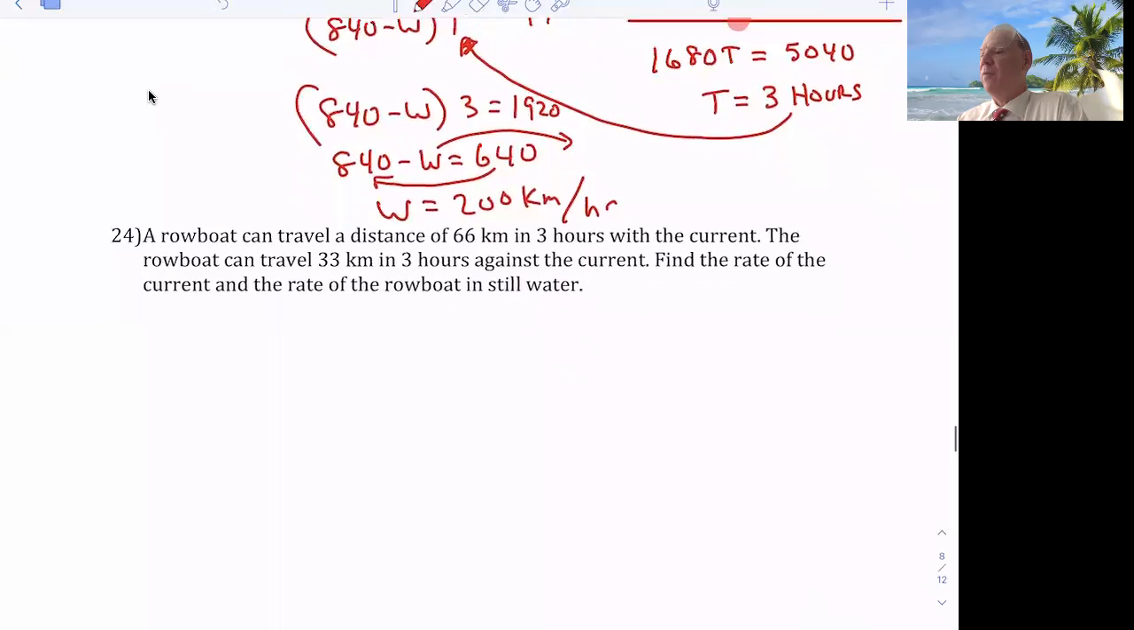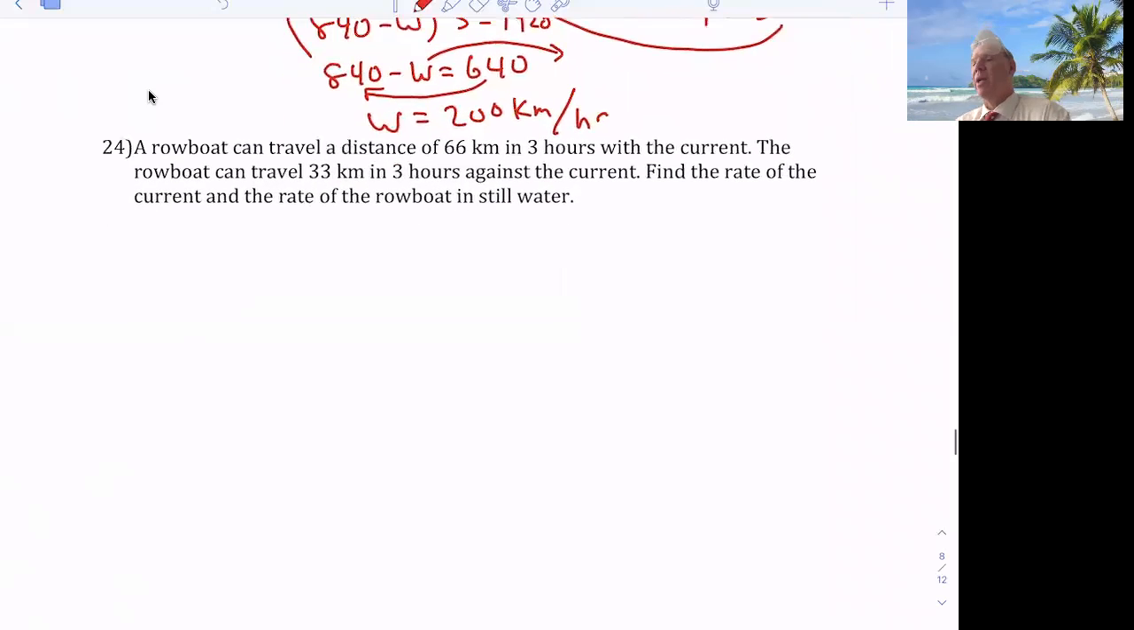All right, I like 24. 24 is a little bit easier. All right, I like these distance, rate, and time. Very important. All right, here we go. Come on, guys. Wake up.